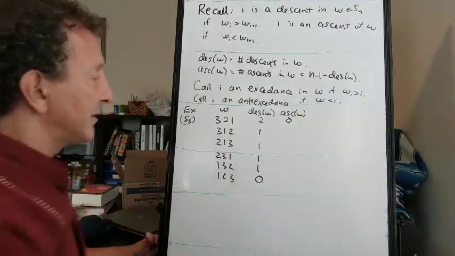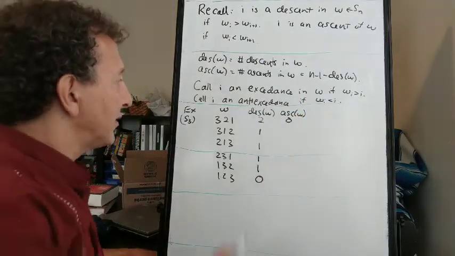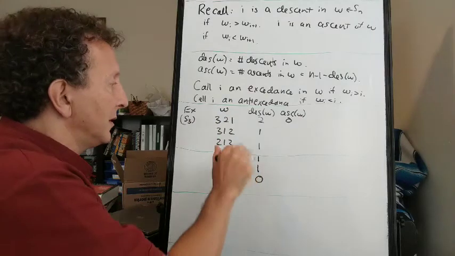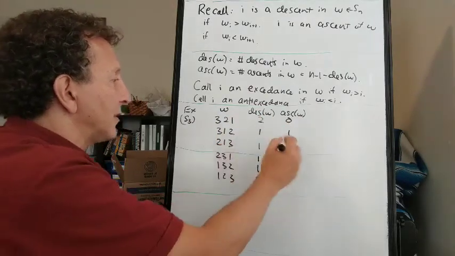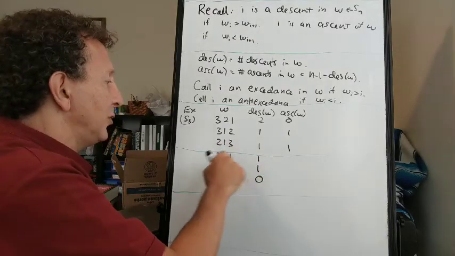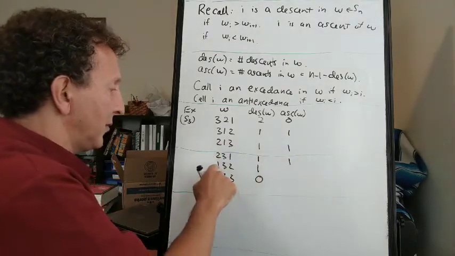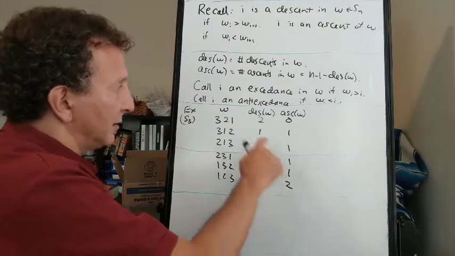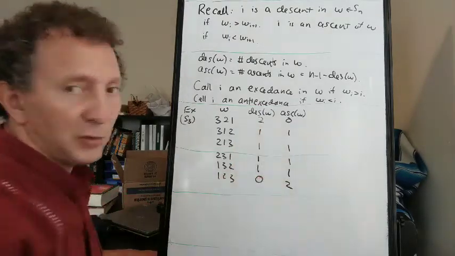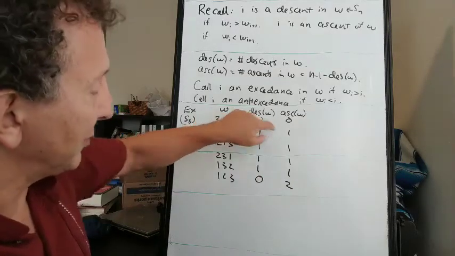The number of ascents is 2 minus the number of descents. So there's no place where we're going up in the first one. 1 is less than 2, so that's 1 ascent. 1 is less than 3, so that's 1 ascent. 2 is less than 3, that's 1 ascent. 1 is less than 3, 1 is less than 2, and 2 is less than 3. So again, the sum here is going to be 2 every time if we add up descents plus ascents.